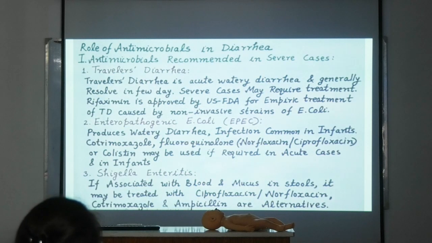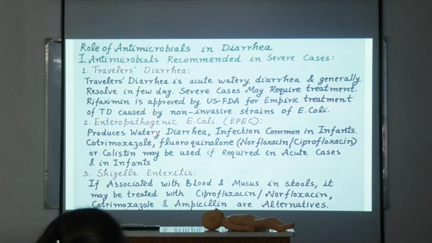লাগবে। আচ্ছা, কয়েকটা এক্সাম্পল দেখে নি। ট্রাভেলার্স ডায়রিয়া, ট্রাভেলার্স ডায়রিয়া ইজ অ্যাকিউট ওয়াটারি ইনফেক্টিভ ডায়রিয়া। ঠিক আছে, acute watery infective diarrhea usually self limiting, যদি সিভিয়ার হয়ে যায় তখন রিফ্যাক্সিমিন দেওয়া হবে। রিফ্যাক্সিমিন FDA approved, it is a gut antibiotic। আচ্ছা, there is another type of diarrhea, another type of diarrhea caused by enteropathogenic E.